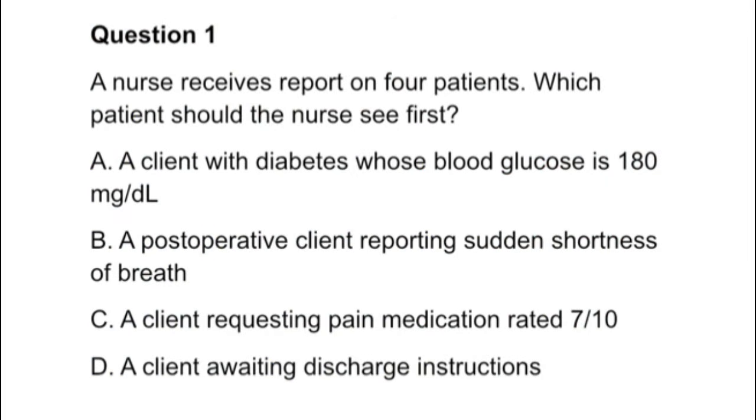Question 1. A nurse receives report on 4 patients. Which patient should the nurse see first? A. A client with diabetes whose blood glucose is 180 milligrams per deciliter. B. A postoperative client reporting sudden shortness of breath. C. A client requesting pain medication rated 7 out of 10. D. A client awaiting discharge instruction.